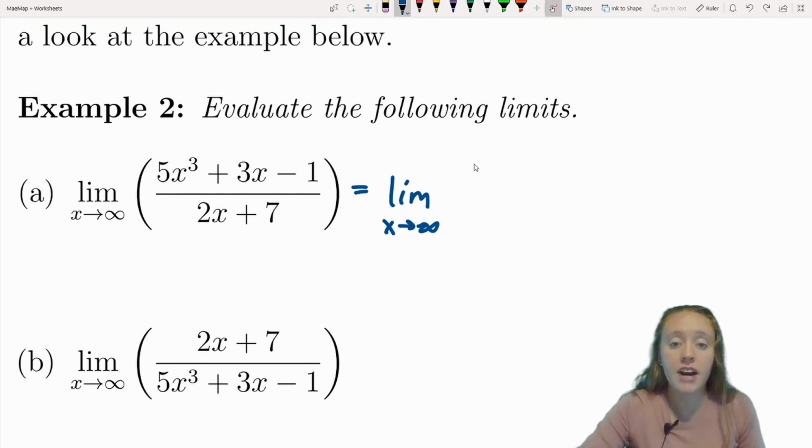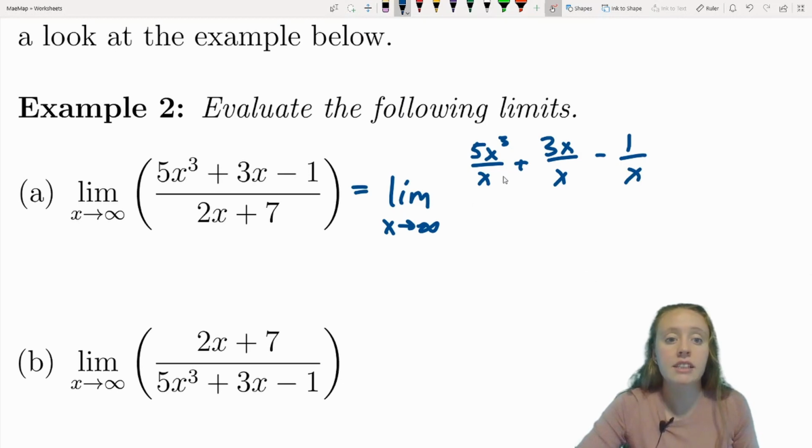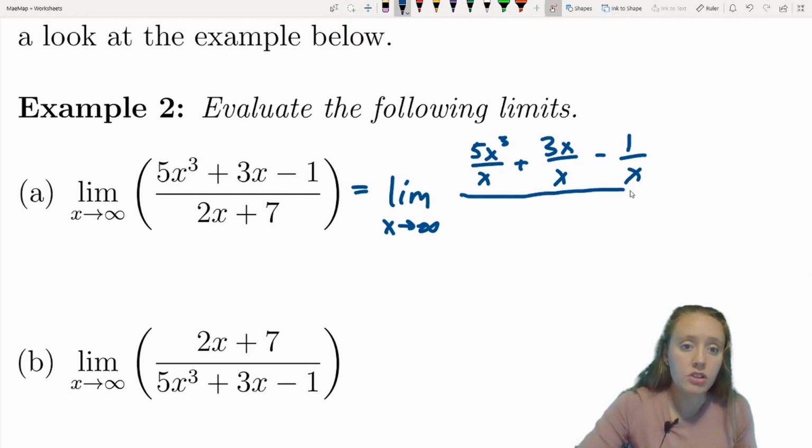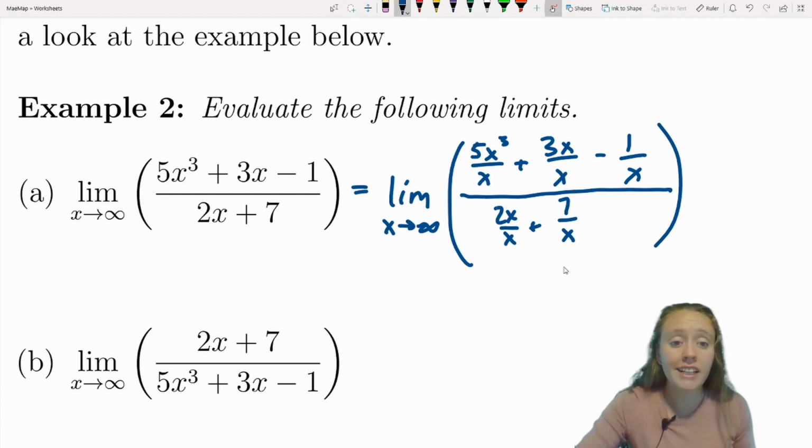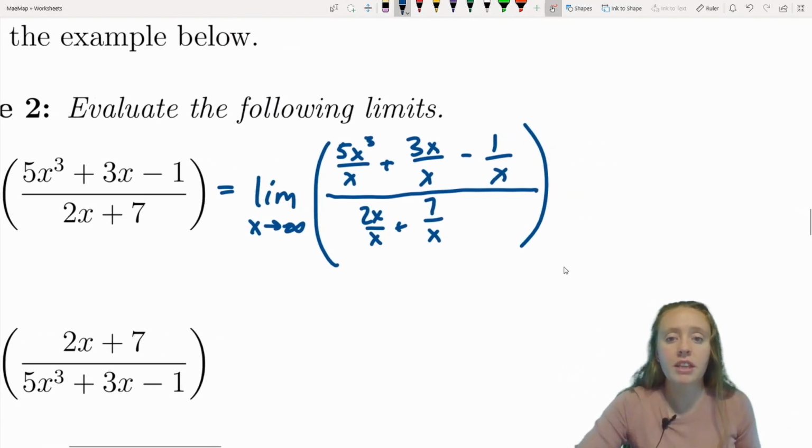So dividing everything by that x, like I stated, we're going to have 5x cubed all over x plus 3x all over x minus 1 over x, and that's our numerator. So in our denominator, we're going to have 2x over x plus 7 over x. Now we're ready to simplify this down and evaluate the limit.